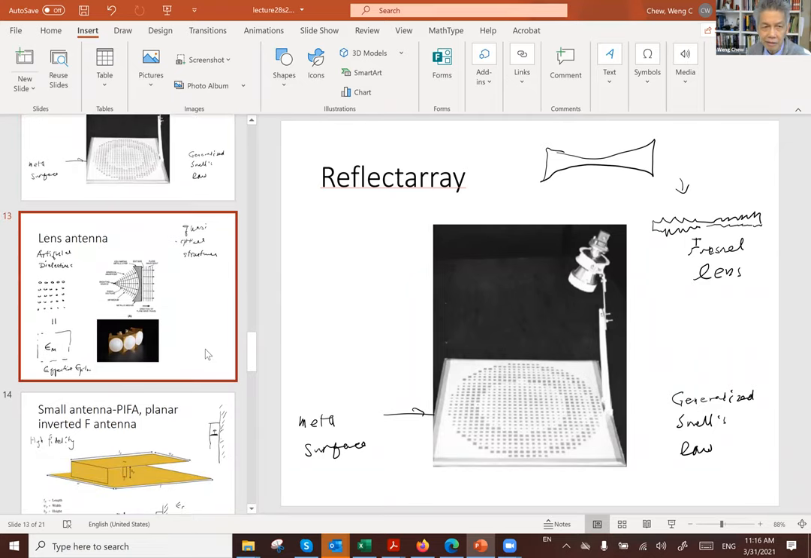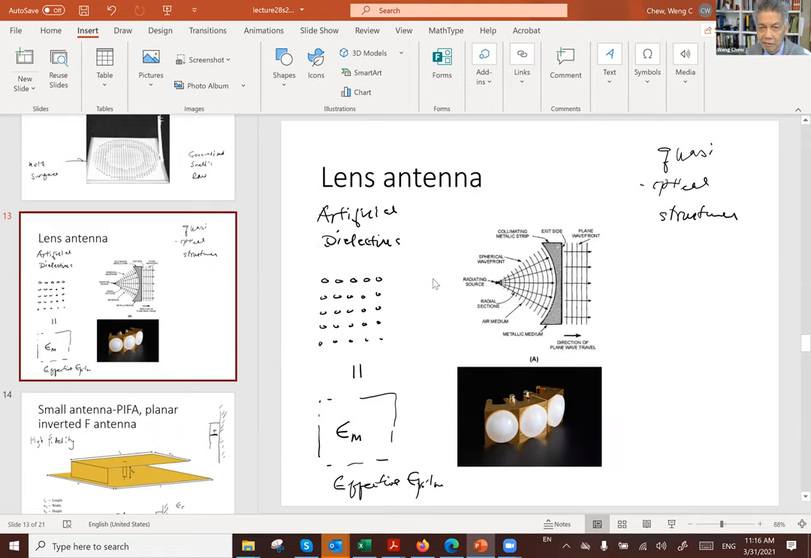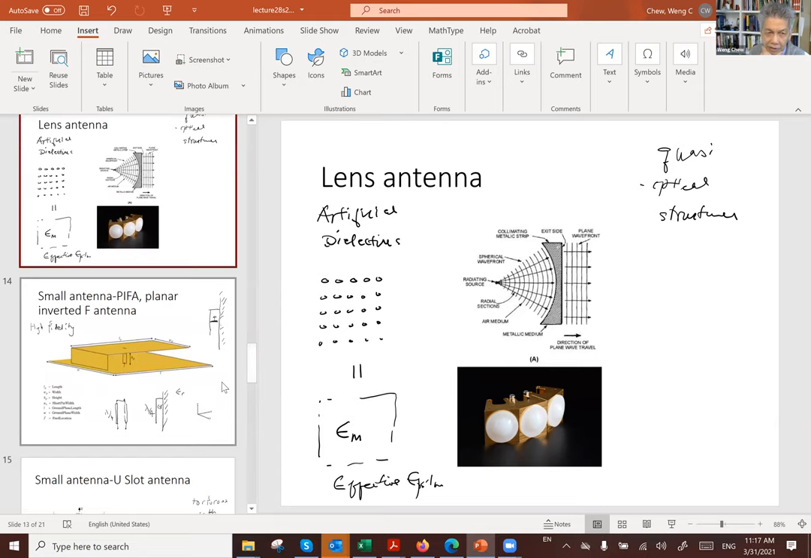And then there are other kinds of quasi-optical structures like lens antennas and so on. And then they make artificial dielectrics by putting metal structures or mixing materials of different permittivity and conductivity together. You get an effective medium. And with an effective medium, you can make lenses of all types. And then maybe you can embed some of this into the plastics that you have.